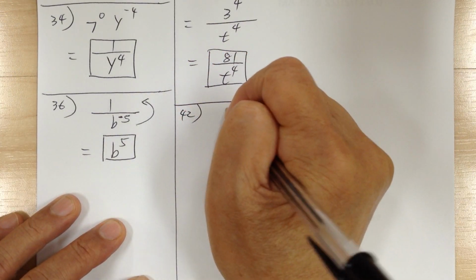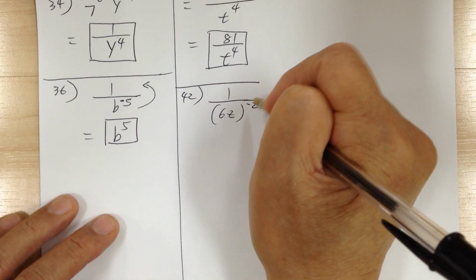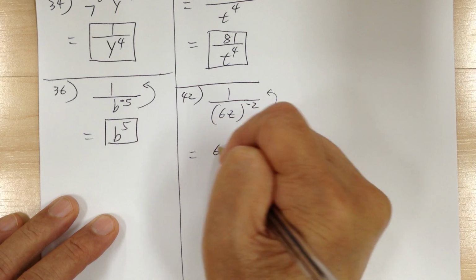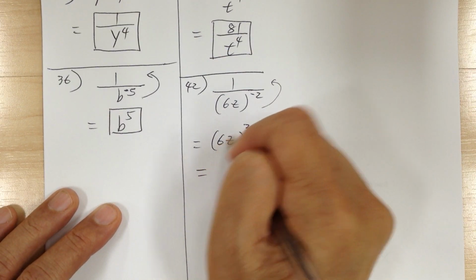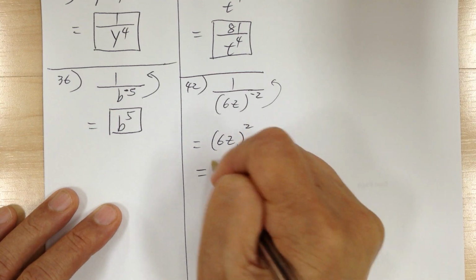Okay, number 42, you have 1 over 6z to the negative 2 power. With a negative exponent, it gets flipped to the top. So this is equal to parentheses 6z squared. And you evaluate. 6 squared is 36. z to the 2 power is z squared. And that's it.